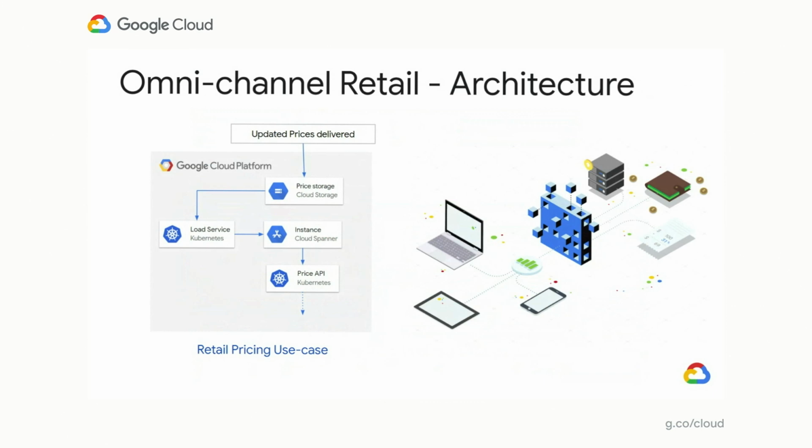And then Spanner is serving those prices to all the applications which this omni-channel retailer is running. So as you can see from the solution architecture, the prices are being uploaded in Cloud Storage, and then through a load service running as part of Kubernetes, they are uploaded into Cloud Spanner, and then Cloud Spanner is just serving all the requests from the pricing API standpoint.